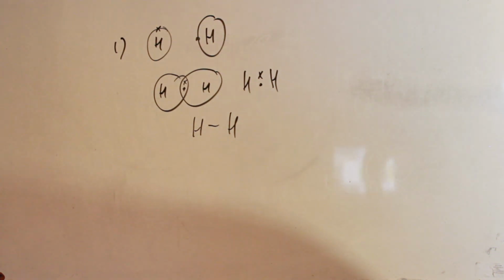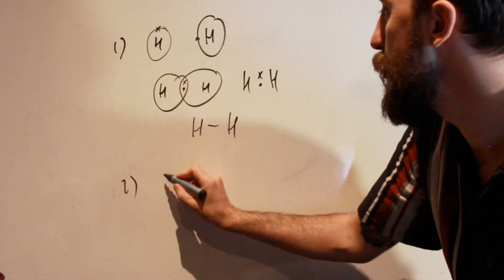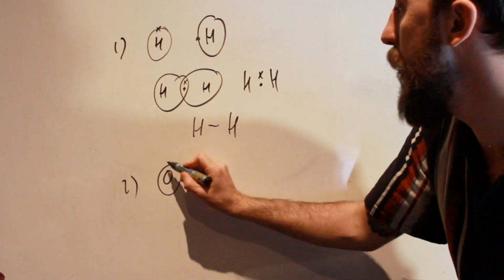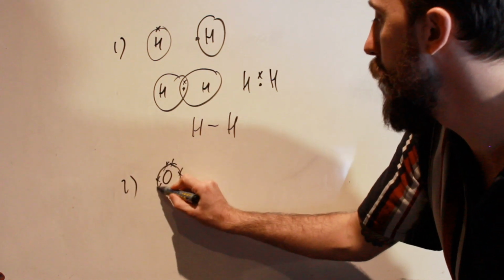Let's look at another example. What about oxygen? Oxygen has O2 gas. We have 1 atom with 6, it's in group 6, so we have 6 electrons in the outermost shell.